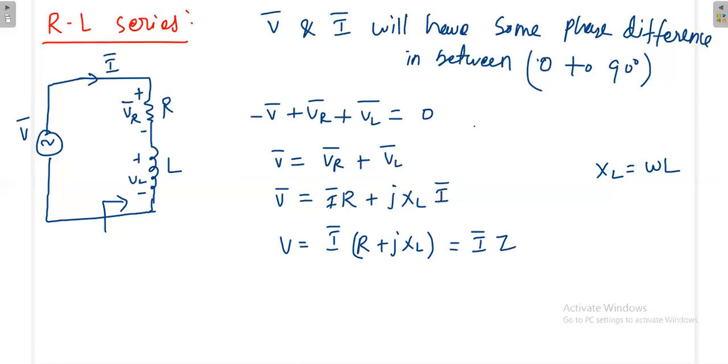Now your Z is equal to R plus jXL, and again you can write mod Z here, because the entire circuit is like an R and L only. So the entire circuit behavior is represented by Z, because R is there, XL is there. From this Z itself you can conclude the behavior of this RL series circuit. And what is mod Z? Mod Z is the square root of R square plus XL square.